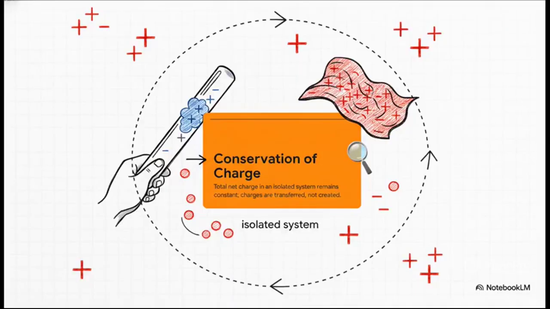Now, what about conservation? Well, it means charges can be transferred, but they are never created or destroyed. Think about rubbing a glass rod with a piece of silk. You aren't magically creating new electrical charges out of thin air. You're simply moving existing electrons from the glass onto the silk. The glass becomes positive, the silk becomes negative, sure, but if you add them both together, the total net charge of that isolated system is still exactly zero.